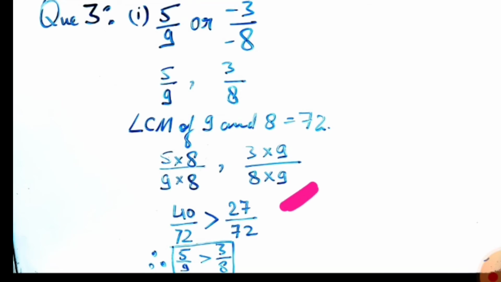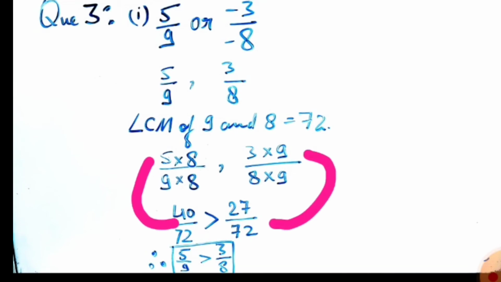Now see the other number, 3 by 8. Here also we will think first what should be multiplied with the denominator to make it equal to LCM. Means 8 how many times will be equal to 72? We know that 8 times 9 is 72. So we'll write here 8 into 9. The same number we will multiply with the numerator also. So it will be 3 into 9. Now in the next step we'll multiply. So 5 times 8 is 40, 9 times 8 is 72. Here 3 times 9 is 27, 8 times 9 is 72.